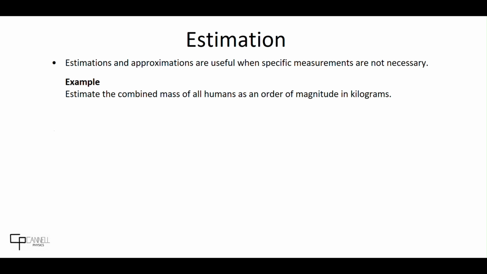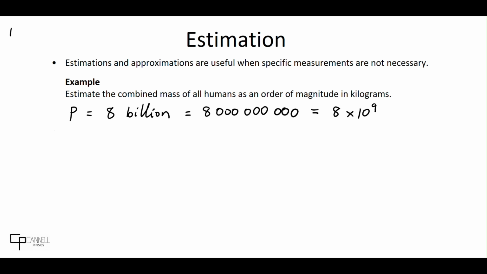So applying this idea to this example, we're asked to estimate the combined mass of all humans as an order of magnitude in kilograms. At the time this video is made, the population of humans, I'm going to use capital P to represent this, is 8 billion people. Now, a billion is 9 zeros, so I'll write that out tediously, but we can more conveniently write this in scientific notation. And to get closer to the answer, we need to rewrite 8 as a power of 10.